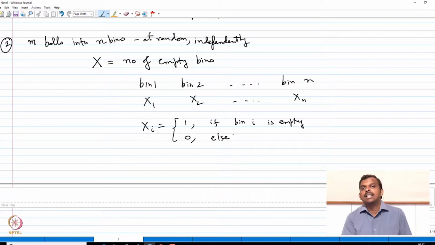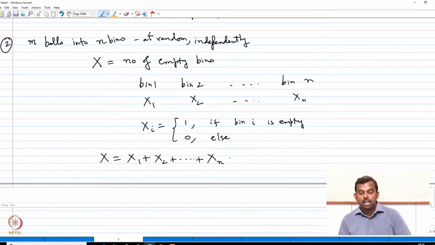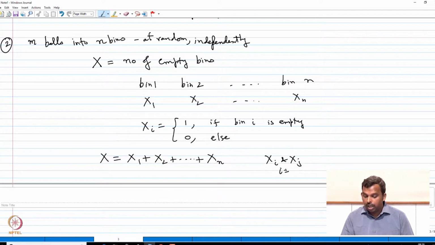Now, in terms of these xi's, these indicator random variables, one can write down x quite easily. So, what is x? X is x1 plus x2 plus so on till xn. Okay. So, this situation at this point looks so similar to the binomial Bernoulli example we had previously, but the crucial difference is these xi's are not independent. Okay, so remember that xi and xj for i not equal to j are not independent.